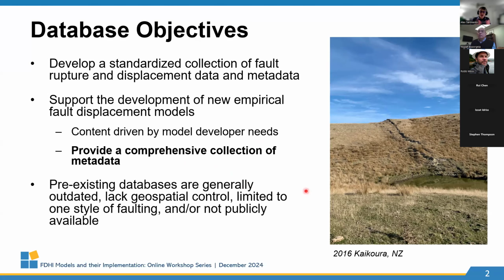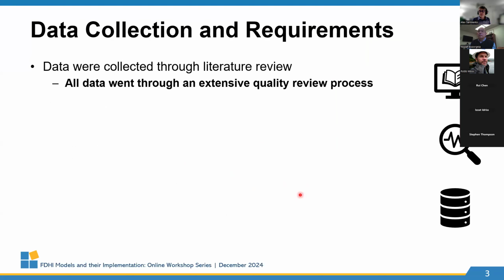And then there are, of course, a handful of data sets and databases like this already out there, but they have various limitations. They may be outdated, or they lack geospatial control, or cover only one style of faulting, or in a lot of cases, are not even publicly available. And so we wanted to also address some of those limitations here in this new database.